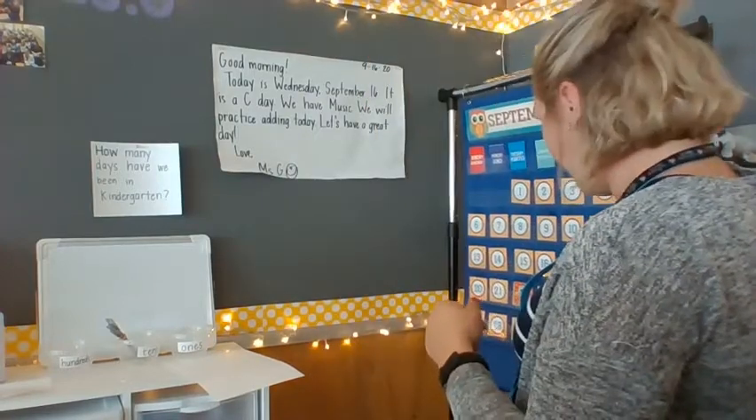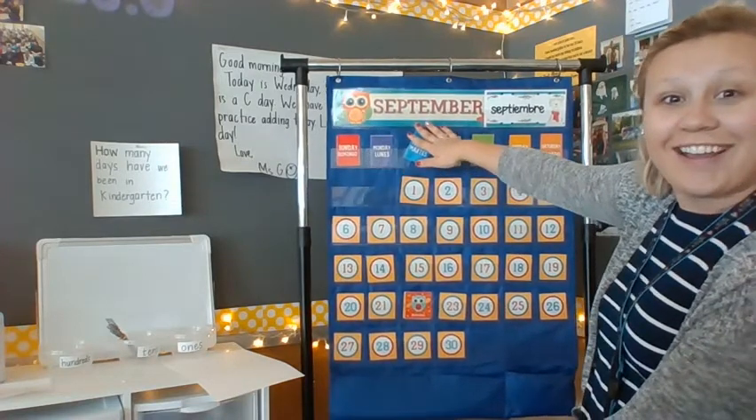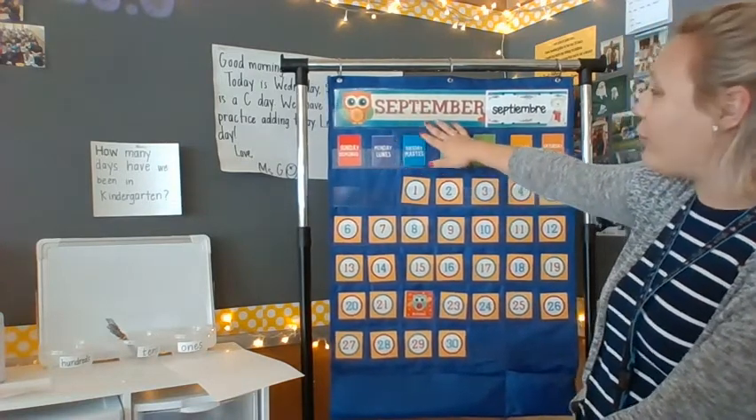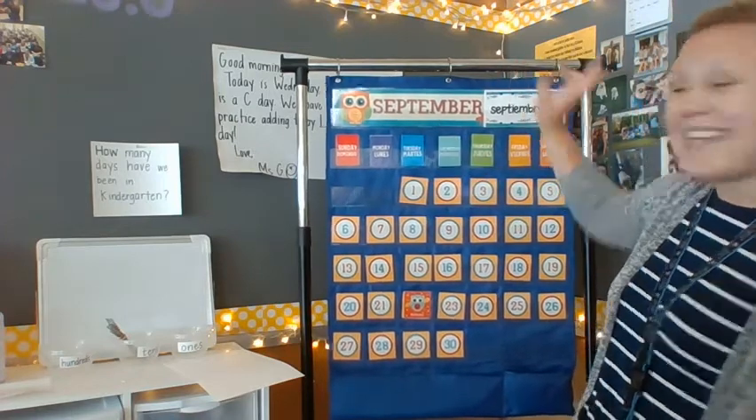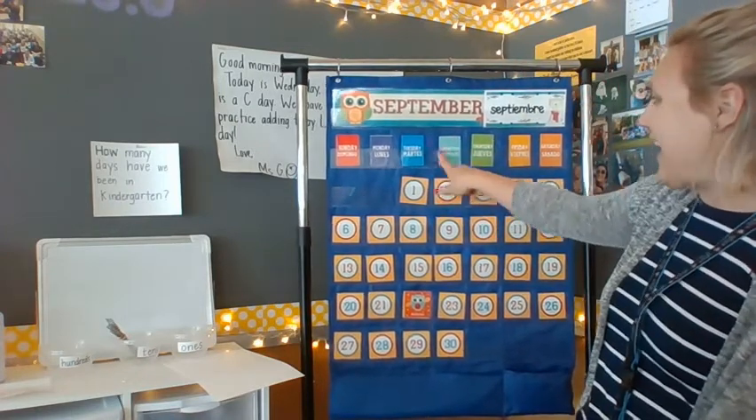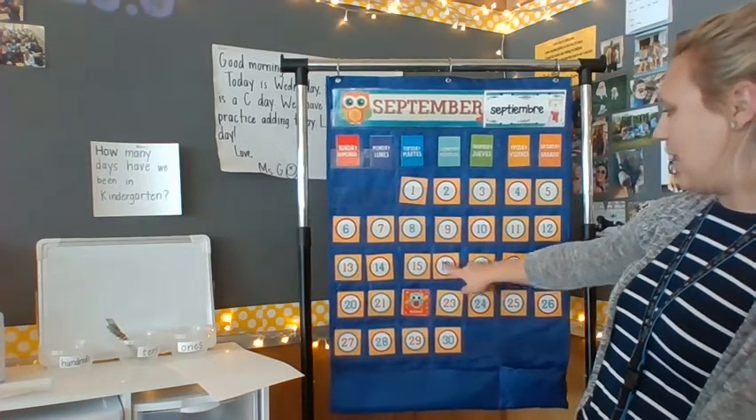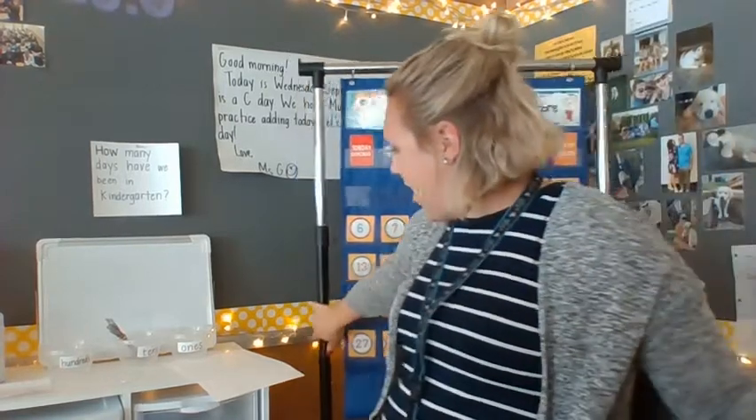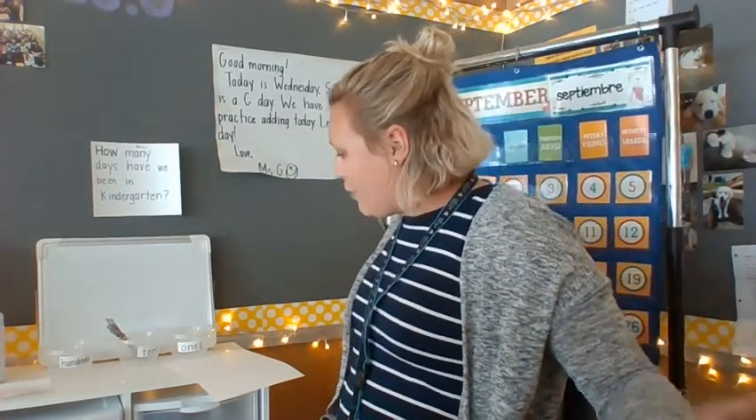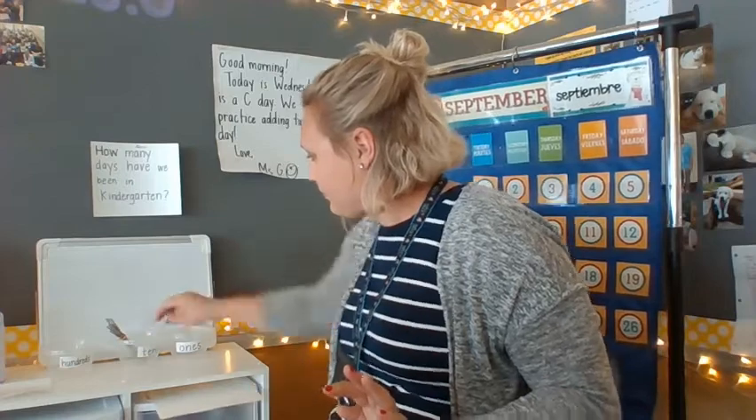Okie dokie, let's get started with some math. So let's take a look at our calendar. We know the month we're in is called September. Good. From reading our morning message, we remember today is Wednesday, September 16th. Great job. Now, how many days have we been in kindergarten?